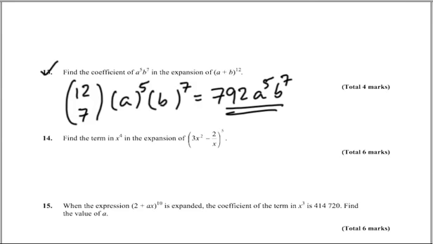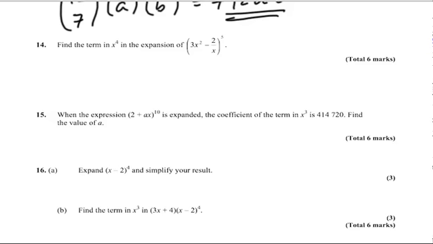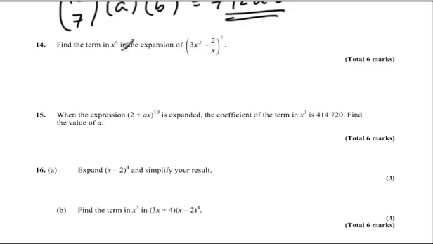Okay, let's do the next one. So number 14, let's work on it. Find the term in x to the power of 4 in the expansion of 3x squared minus 2 over x to the power of 5. Whenever you have a variable in both terms, this is probably one of the situations where you actually have to write a little table.